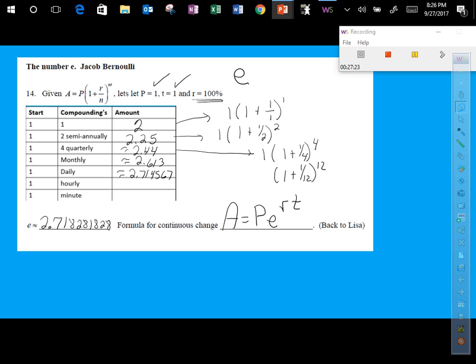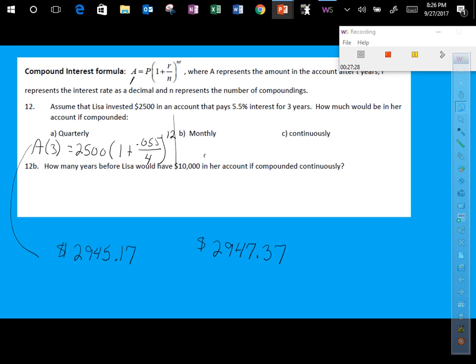So now, hang with me for 2 more minutes. Come back to Lisa now. I'd like to figure out how much money Lisa has in her account if the bank could compound it continuously. So her amount now would look like this. The amount that she would have would be $2,500 times e to the interest rate that we were dealing with, 0.055, times, in this case, how long were we leaving that in there? 3.